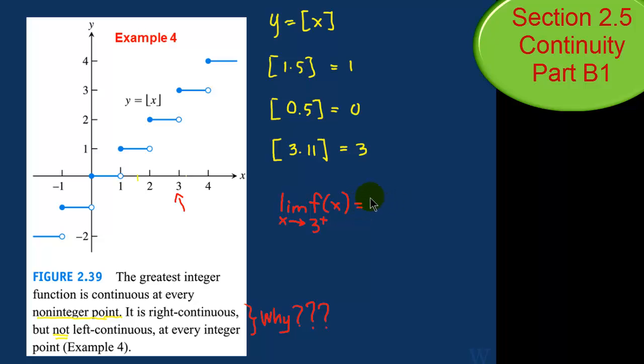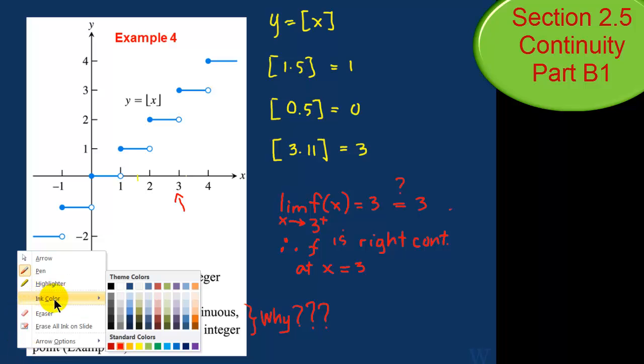It's equal to 3. Question: what is f of 3? Well, the greatest integer of 3 is 3, which makes this right continuous. Therefore, f is right continuous at x equal to 3. Now, next question. Let's use a different color just to distinguish the two.